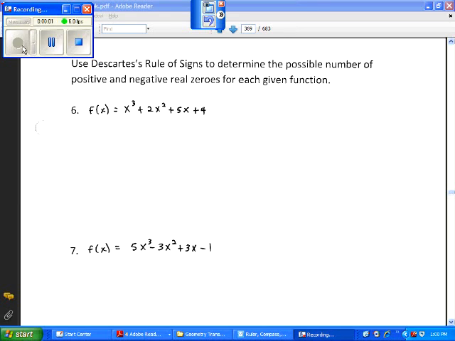We are on lesson 20, question number 6. We're looking at Descartes' rule of signs to help us determine the number of possible positive real rational roots and the number of possible negative real rational roots. We've already figured out how to find all of the possible real rational roots.